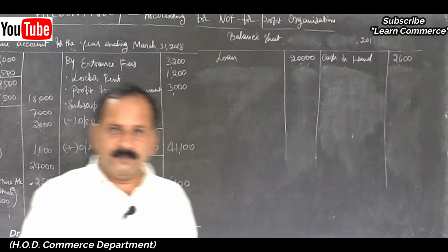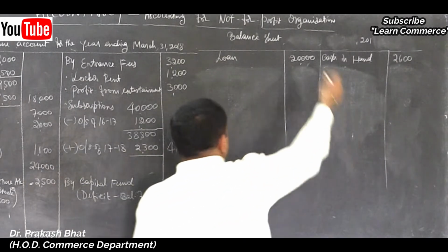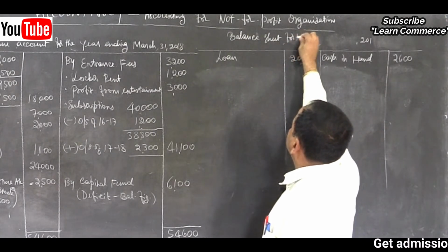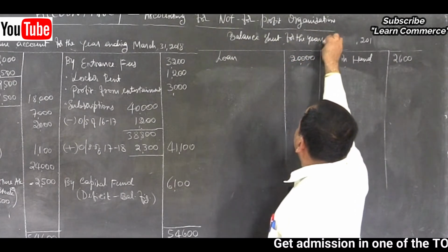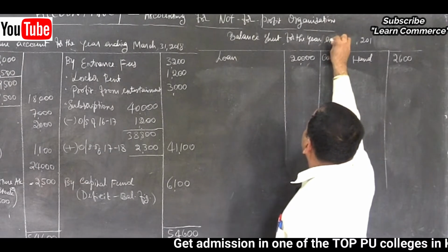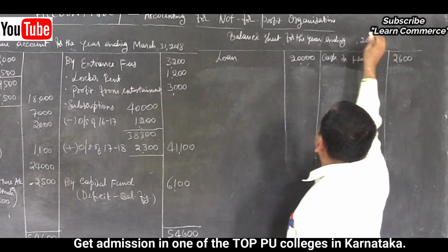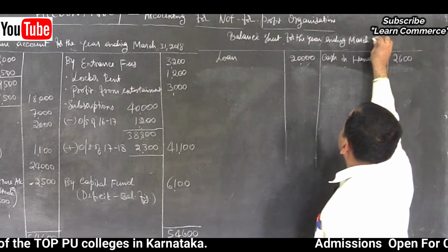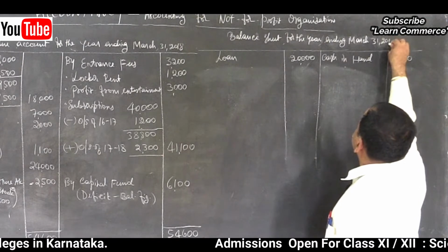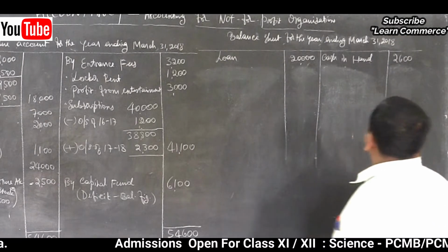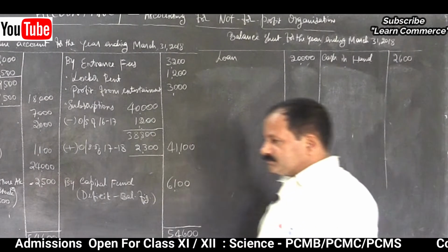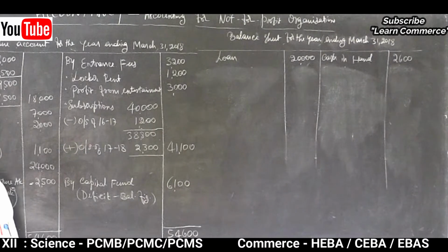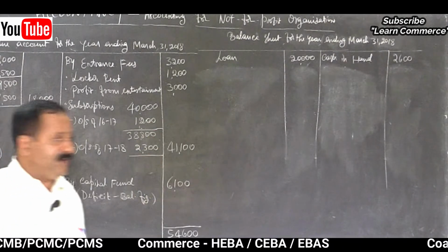Yes. Start. Balance sheet for the year ending 31st March 2018. The earlier balance sheet was opening balance sheet, so 1st April 2017, right? This is 31st March 2018.